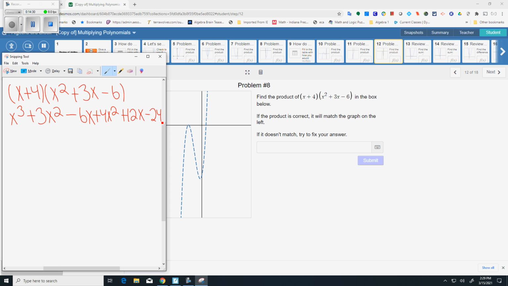And then we combine our like terms and we get x cubed, not 3x cubed, plus 7x squared plus 6x minus 24.